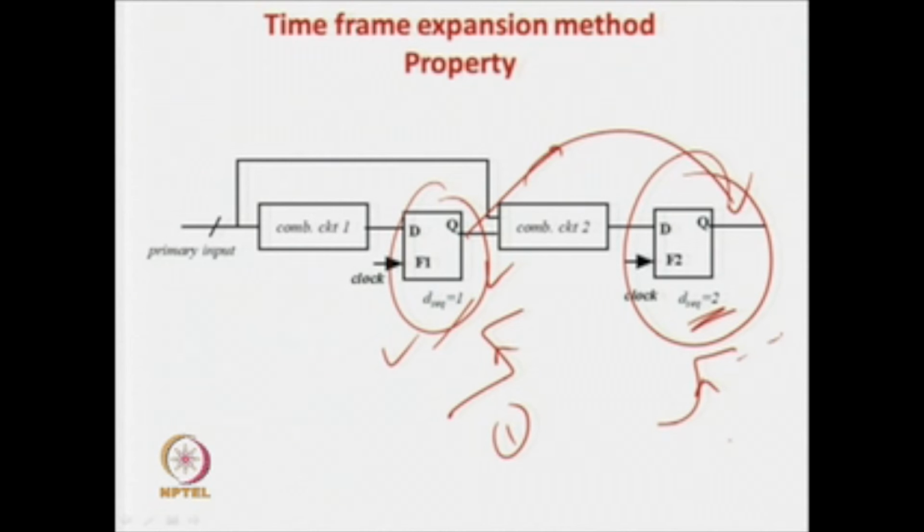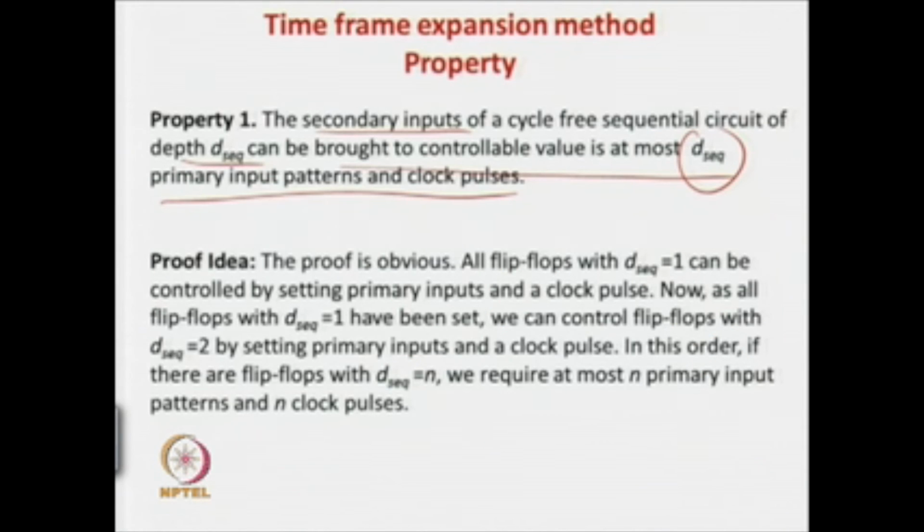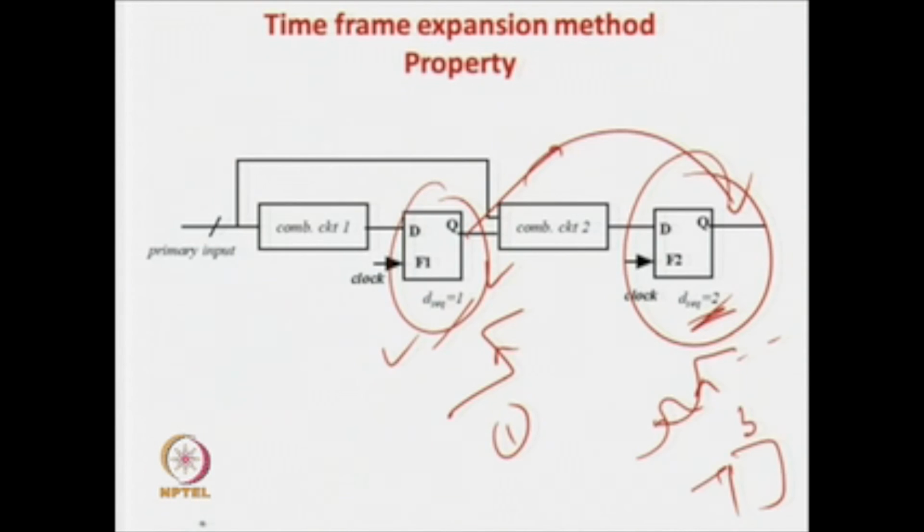Similarly, and so on. Now, if there is another flip flop whose depth is 3, you require the third pulse, because by the second clock pulse all the flops of depth 2 have been set, and flops with level 3 are dependent on the outputs of the flops with depth 2. So, a third clock pulse is required. So, very obviously, the secondary inputs of cycle free sequential circuits of depth d can be brought under control in at most d primary inputs and clock pulses.